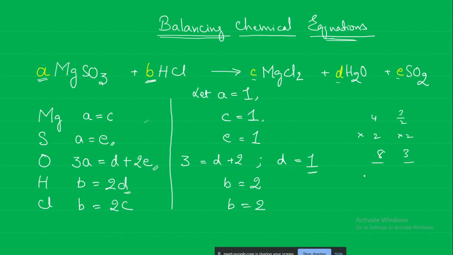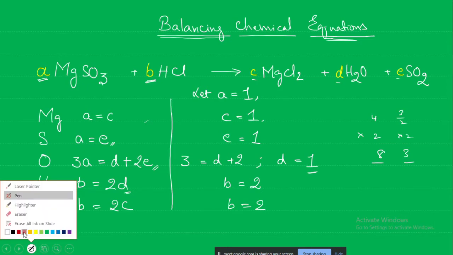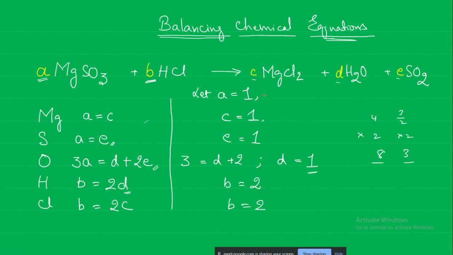So here, after we have solved this one, the answer will be A is equal to 1. If it is 1, we don't write anything, right? Then B is equal to 2. For magnesium chloride, C is equal to 1. D is equal to 1. E is equal to 1. So in this whole equation, the only thing we have to write is a 2 before the HCl, because B is equal to 2.